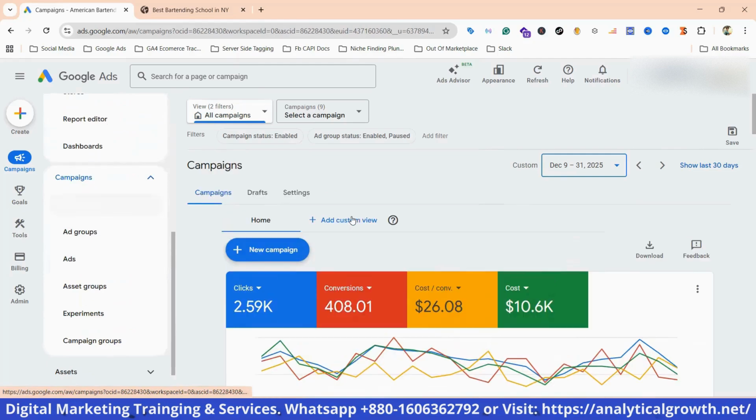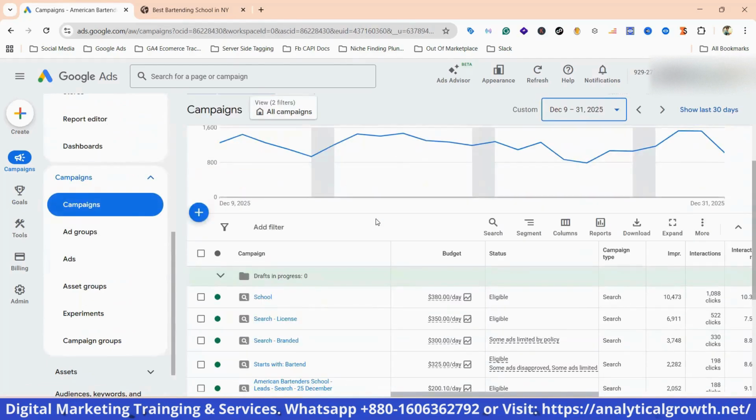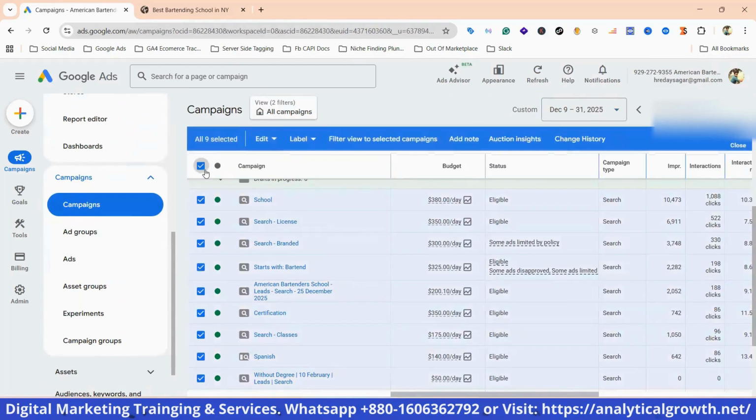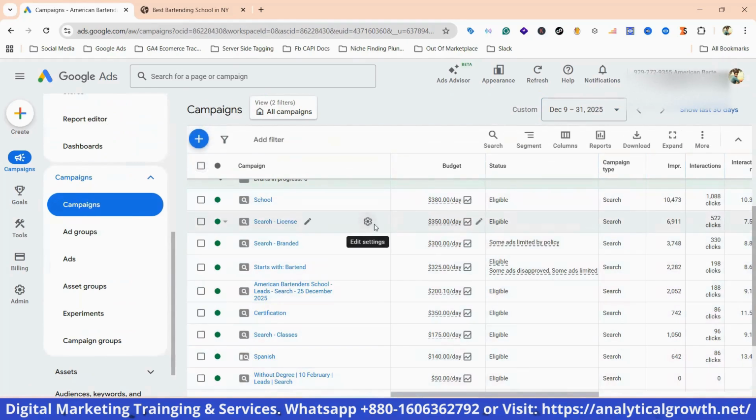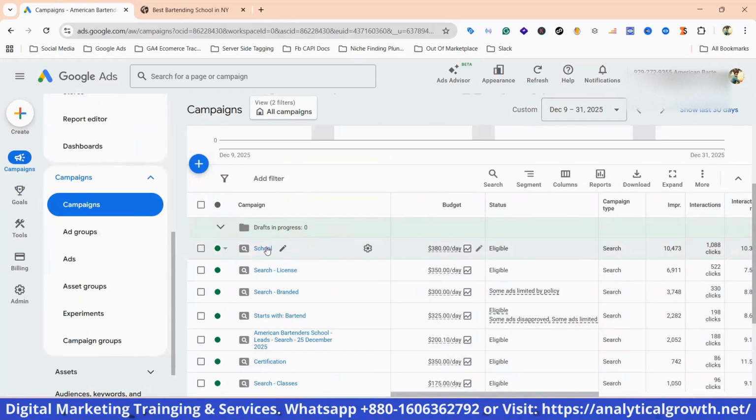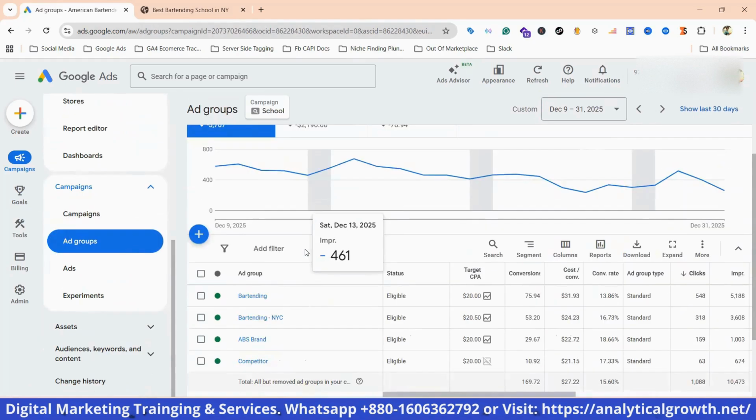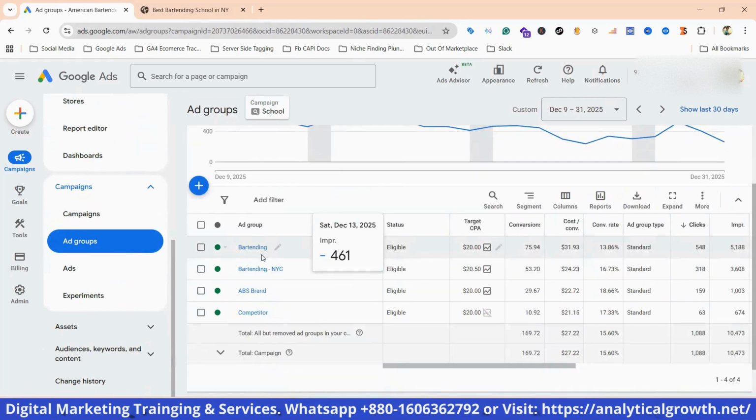Okay, so actually, we had 9 to 10 campaigns. So let me say, yeah, 9 campaigns. So for example, let me go to one of the campaigns. For example, this one, and keyword sculpting means in the school campaign we had 4 ad groups. This one, bartending, New York City, then ABS brand, competitors.